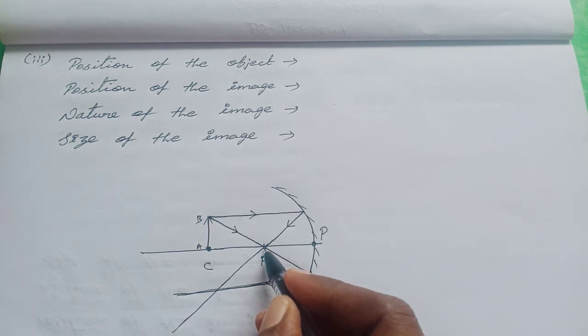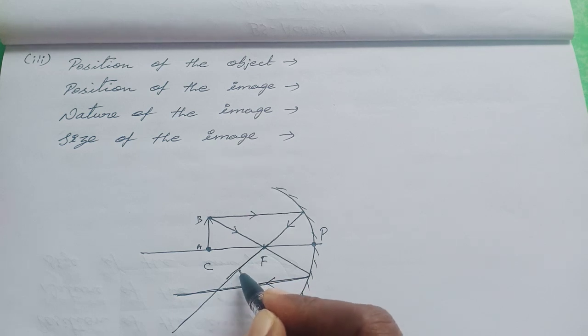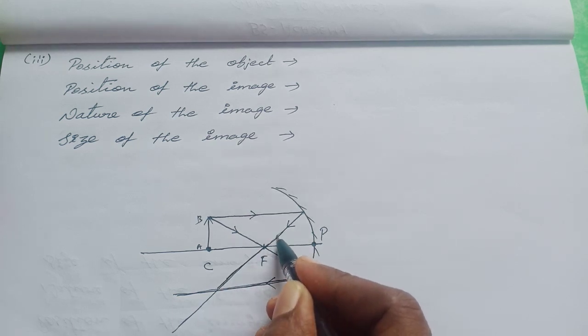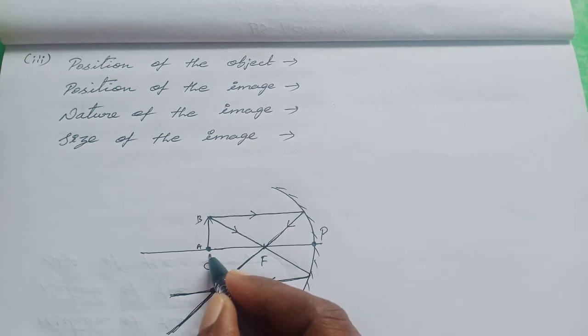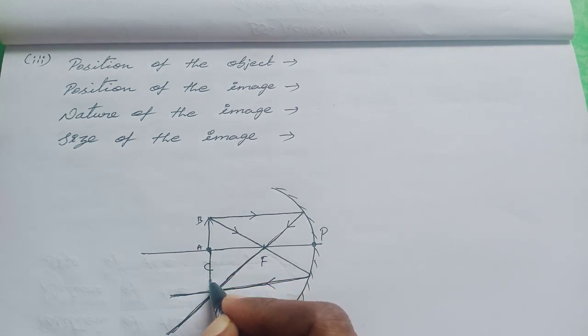We have to find the position of the image now. So for that what we have to do, we have to find the point where the reflected rays meet. So this is one of the reflected rays and this is another reflected ray. This reflected ray and this reflected ray are meeting at this particular point. Okay, so this is the point where the image is formed. So to find the position of the image, we have to draw the perpendicular line from the principal axis downward.